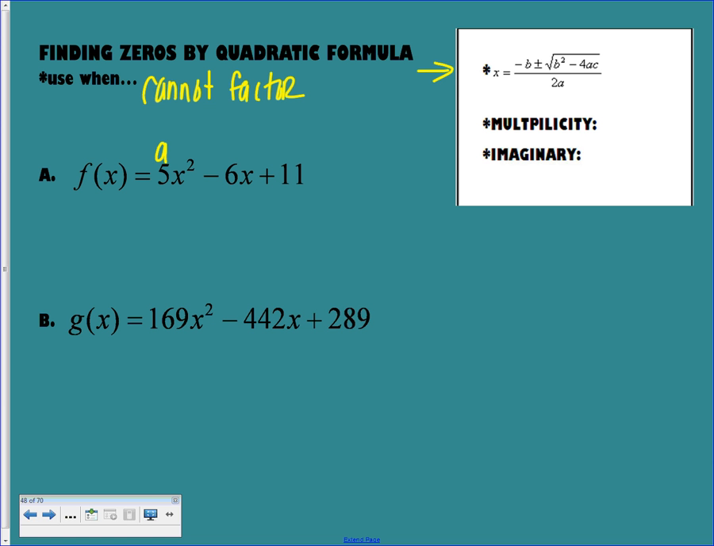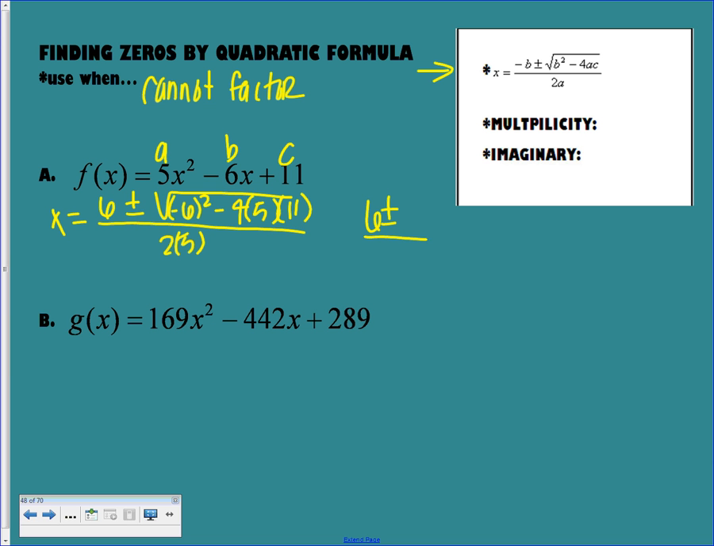Remember that your a is the coefficient on the x squared, then the b, and then the c. So if we use our formula, we have x equals the opposite of b, which will be 6, plus or minus the square root of b squared, so negative 6 squared, minus 4 times a, which is 5, times c, which is 11, all over 2 times a, which is 2 times 5. Next, figure out what is underneath the square root. In your calculator, type it just how it's written: parentheses, negative 6, parentheses squared, minus 4 times 5 times 11, and you get the square root of negative 184.